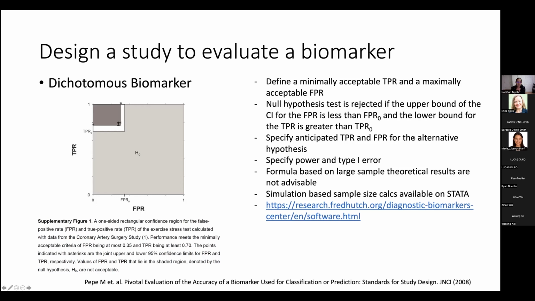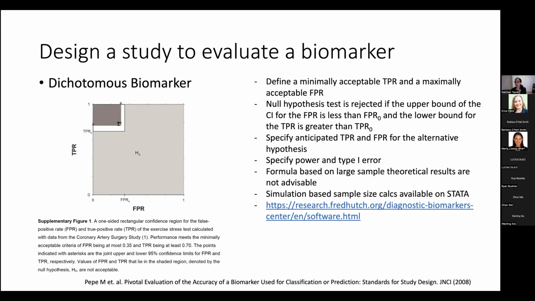Okay, so how do we design these studies? Because this is the first time I'm teaching this content, I was either going to be on time or it was going to be way too much content. I think I'm heading toward a little bit too much content. But I'm not going to go through the Stata code for this. In the Pepe book, they actually provide Stata code that is simulation based. I think it's a fairly straightforward program to use. If anybody has any questions about how to use it, just reach out to me.